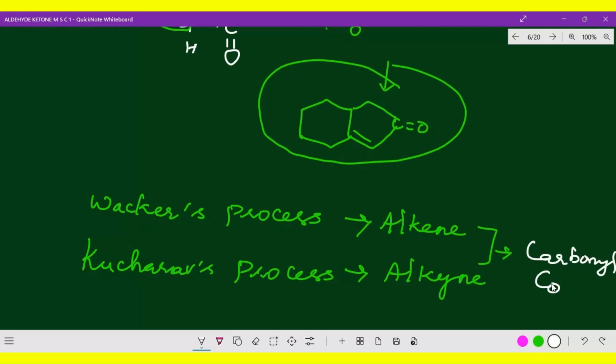So Wacker's process: alkene converted to carbonyl compound. Kucherov's process: alkyne converted to carbonyl compound. I hope you got the complete idea about Wacker's process and Kucherov's process. The ingredients: for alkene, it is allyl bromide. For Kucherov's, it is alkyne, that is C triple bond C, which is converted to C double bond O, a carbonyl compound. Hope you got the clarity. Come on, let's go to the next question.